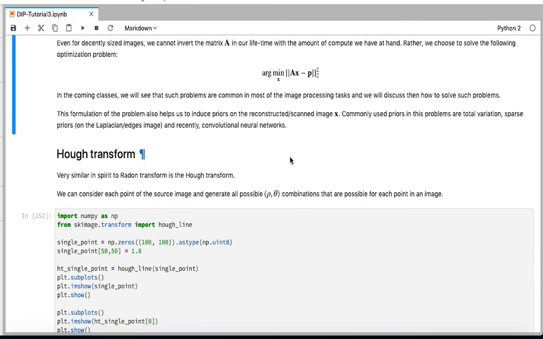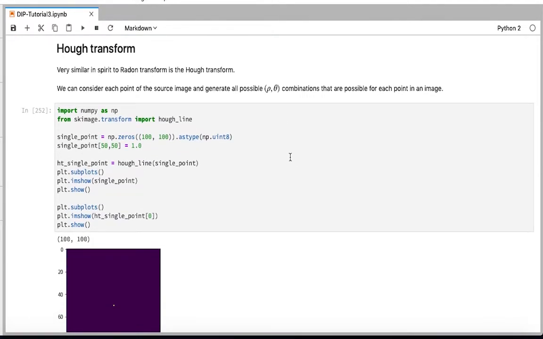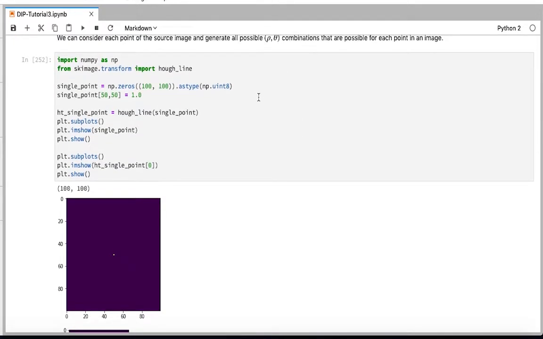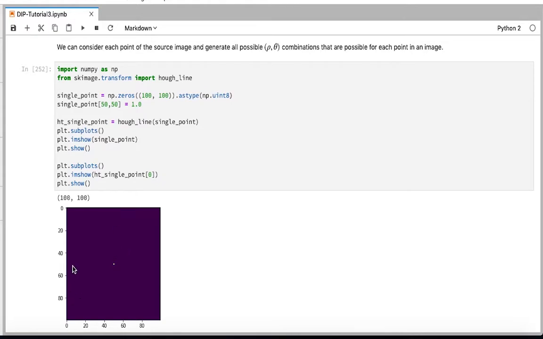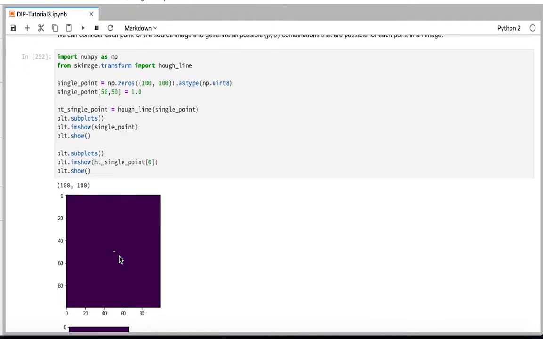Okay, so now we move to something very much different from what we discussed until now, but in the spirit it's similar. We see what is called the Hough transform, which is a very commonly used computer vision tool. I don't have a cool image to explain it, but if you think about a single point with a 1 here, many lines can be passing through it, right? So you want to see all the possible lines that can pass through this point.